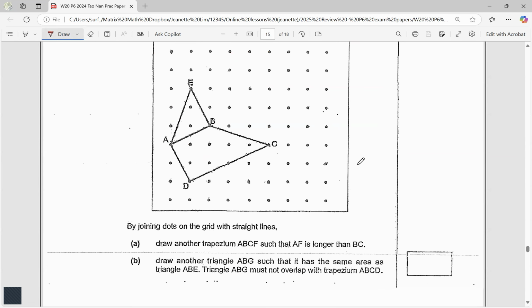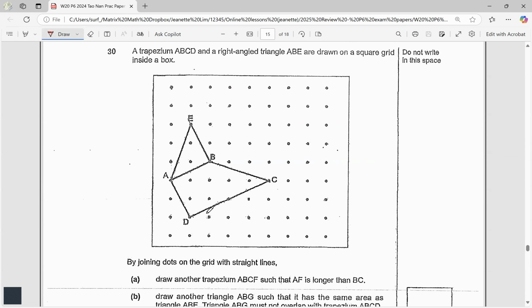Okay, question 30. A trapezium ABCD and a right angled triangle ABE are drawn on a square grid inside a box as shown here. By joining dots on the grid with straight lines, you're supposed to draw another trapezium ABCF such that AF is longer than BC. Property of a trapezium is that you need to have 1 pair of parallel lines. We're keeping A, B, and C. So where should F be?